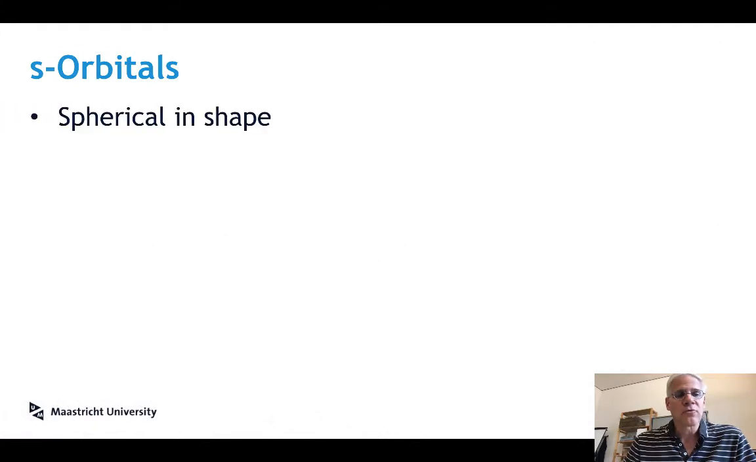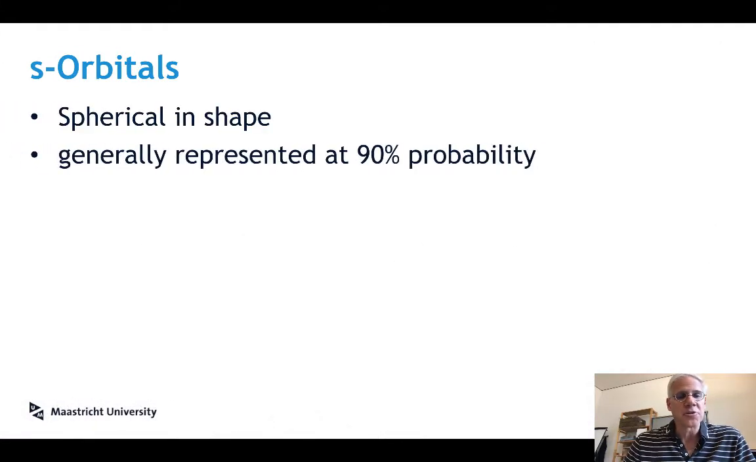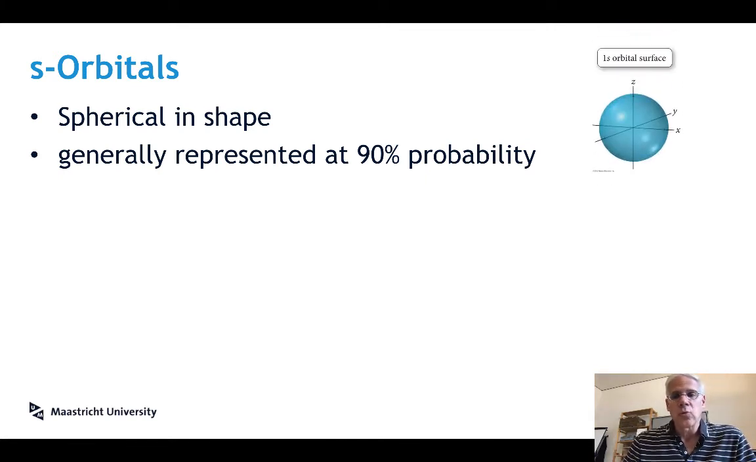So s orbitals have a very specific shape. They are spherical. We generally represent their size at a 90% probability of finding the electron within that volume. And we have to go to a 90% probability to bring that s orbital down to the atomic level. As we raise that probability higher, we make that orbital larger and larger and larger until it's not very usable anymore.